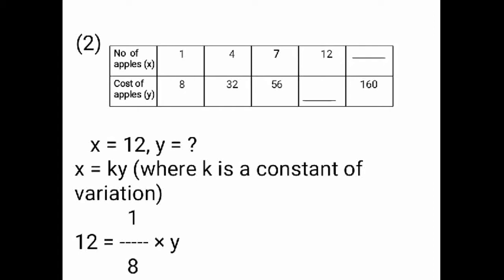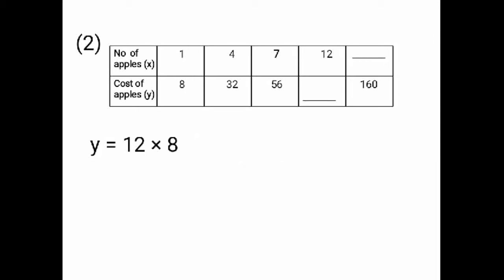Now you have to use the cross multiplication. Y you have to take it on left side, and you have to multiply this 12 into 8. Y is equal to 12 into 8. Say 12 table and get the answer. 12 8s are 96. Therefore, y is equal to 96. 96 answer you have to write it here in this blank.